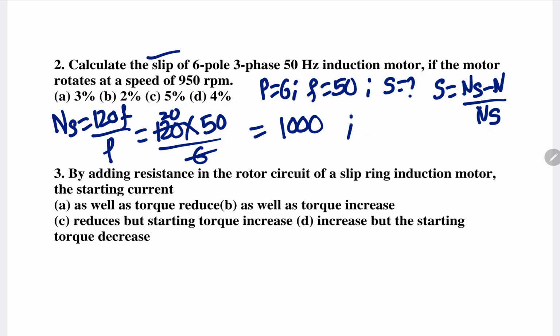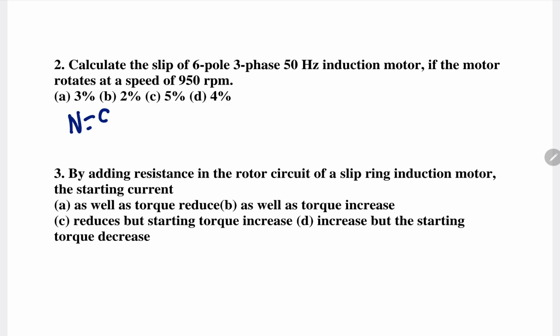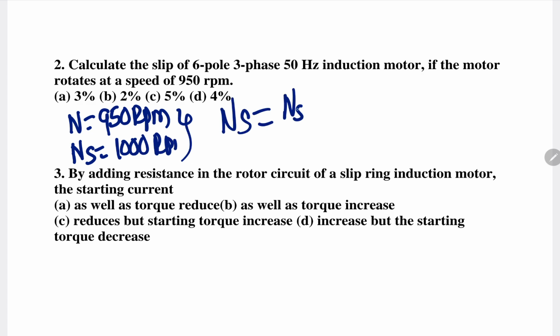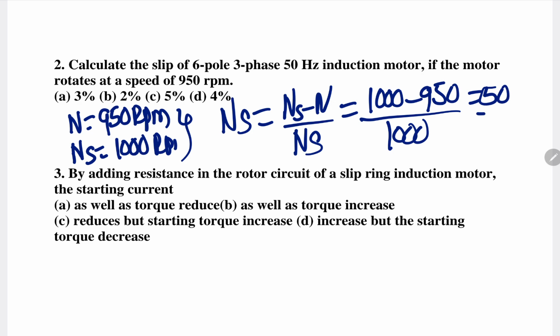So rotor speed is 950 rpm. So N is 950 rpm and ns is 1000 rpm. Then slip s is equal to ns minus n divided by ns. Ns is 1000 minus n is 950 divided by 1000. So it is 50 by 1000. So 1 cancel, 2 zeros. So it becomes 0.05. Slip is equal to 0.05, nothing but 5%. So answer is C.